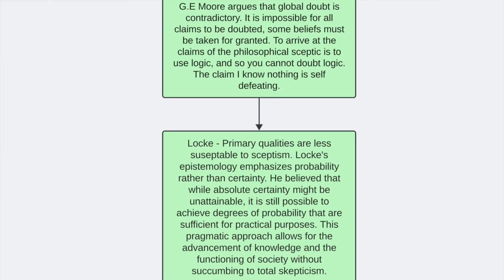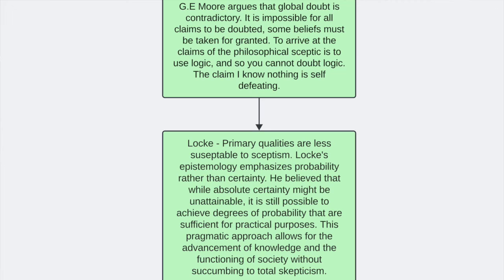The final position is from John Locke. Now, John Locke's position is less strong than Moore's in my estimation. The first thing Locke does is distinguish between primary and secondary qualities. I've got a video on indirect realism if you want to go back over that. But the basic idea is primary qualities are less susceptible to skepticism because they're more objective. They're things like shape and extension, and these things are much harder to doubt.